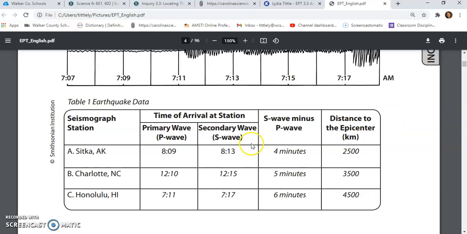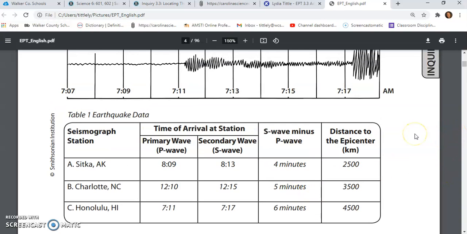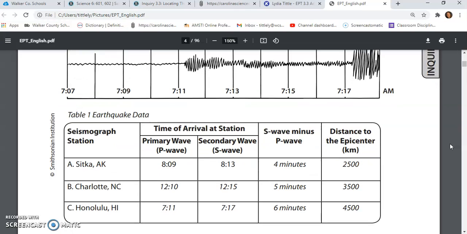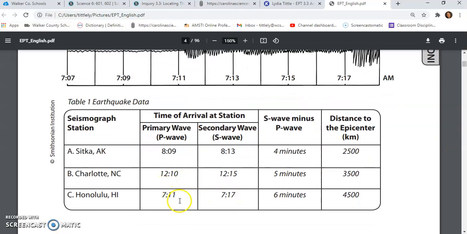Okay, if we look at Charlotte, North Carolina, the P waves arrived at that station at about 12:10, and the S waves arrived there at about 12:15, and so that is a difference of about 5 minutes, and we can see that clearly here, right here about 12:10, right here about 12:15. So about 5 minutes difference in the time. And then Honolulu, Hawaii. 7:11 is when the primary waves arrived at the station. 7:17 is when the S waves arrived, so it was a lag time of 6 minutes.